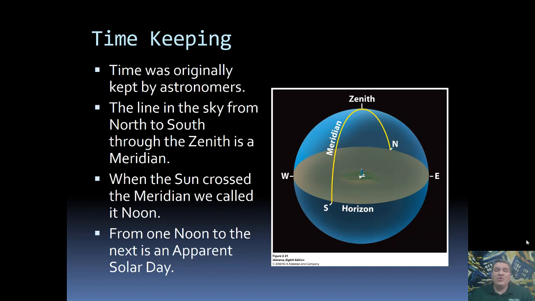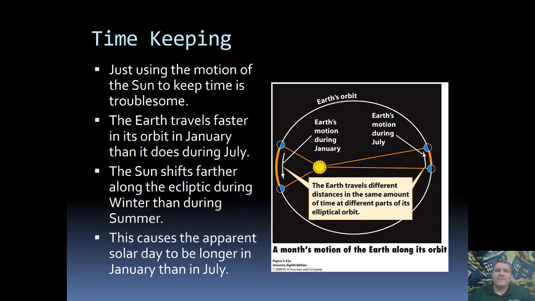Now that we know what noon is, we can define an apparent solar day. The apparent solar day is the time it takes from one noon until the next noon. In other words, from the time when the sun is on the meridian until it cycles around the sky and gets back onto the meridian again. This is one apparent solar day. If you've ever kept track of time using a sundial, you're keeping track of the apparent solar day based on the motion of the sun in the sky.